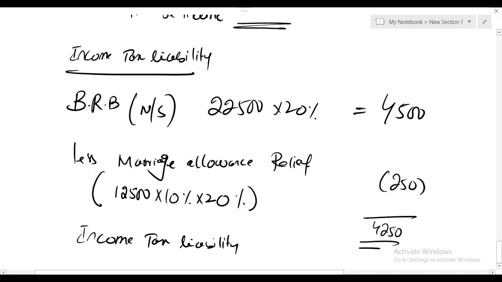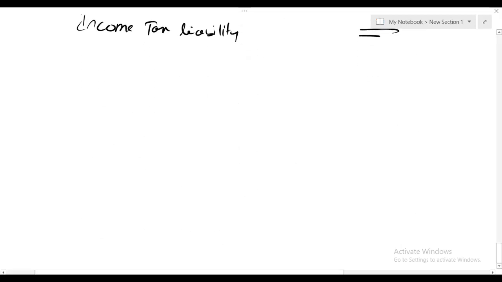So let me repeat. Whenever marriage allowance is being claimed, you are not supposed to increase personal allowance of recipient partner. All you need is just calculate income tax liability in a normal manner for recipient partner, and after calculating its normal income tax liability, you just need to deduct marriage allowance relief. And how do we calculate marriage allowance relief? Let me write this in a formula.